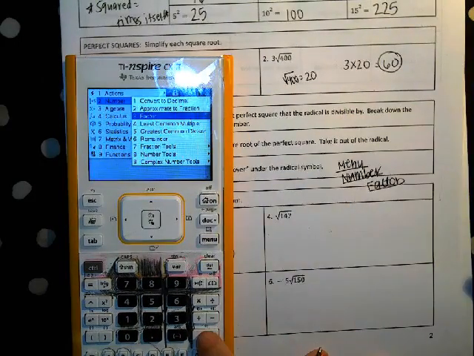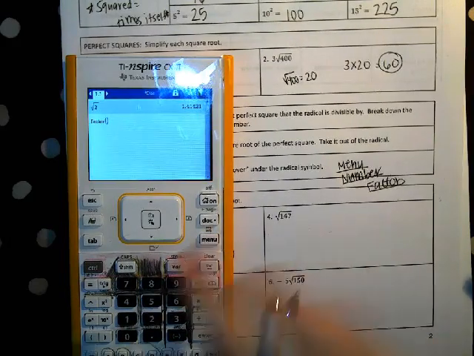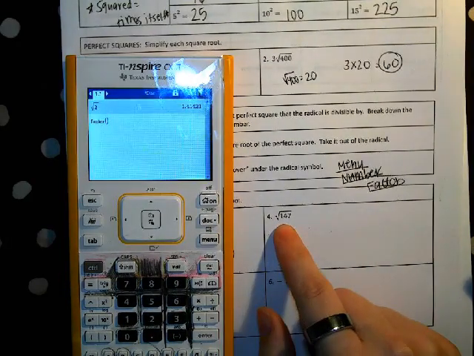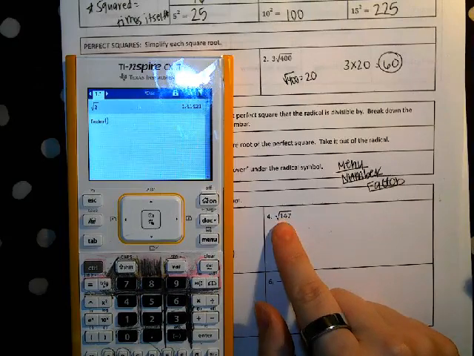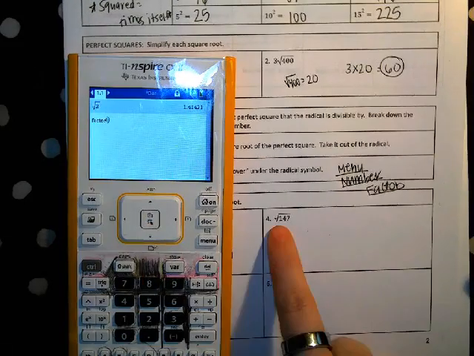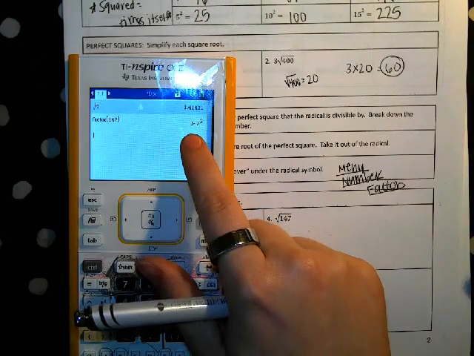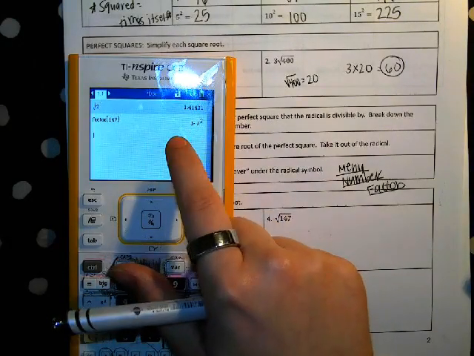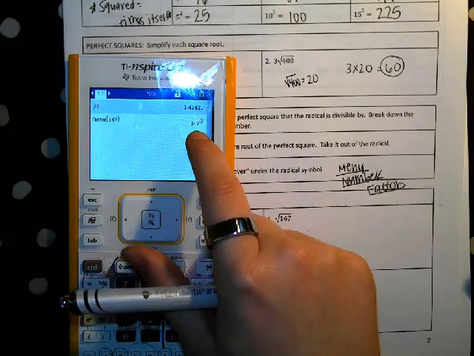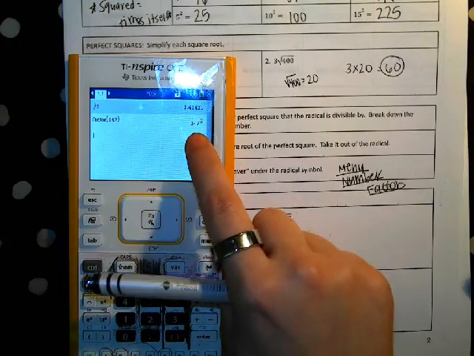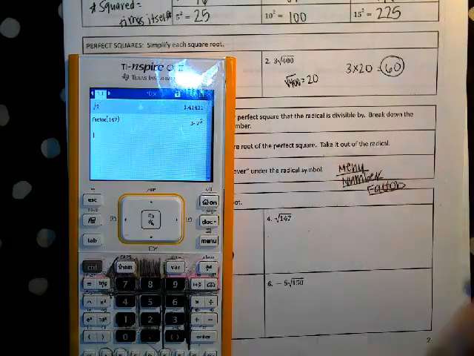That's number 3. Now once you do that, you put whatever is underneath your radical, aka your radicand, in the calculator. So right here it says factor, and I'm just going to type in the whole number, not the radical symbol, just the 147. Then I'm going to push enter. Here it tells me there's 3 and 2 7s inside.